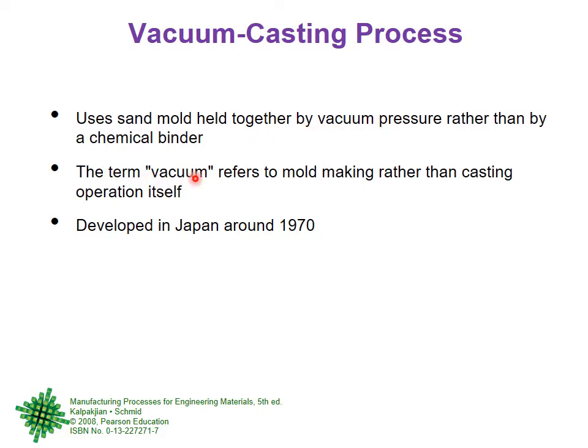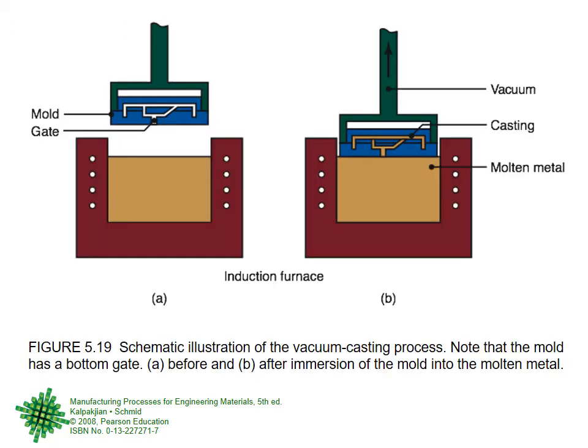The term vacuum refers to mold making rather than the casting operation itself. When you say vacuum casting, it is not that you are using the vacuum during casting. You are using the vacuum to hold the mold. So it is important to remember that the term vacuum applies to the mold making process rather than the casting process. It was developed in Japan around 1970. So a very new method. Other types of casting have been there for 1,000 years.